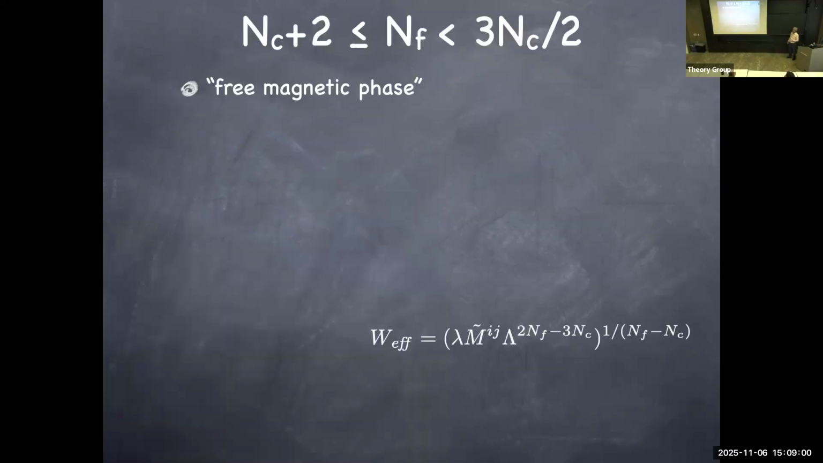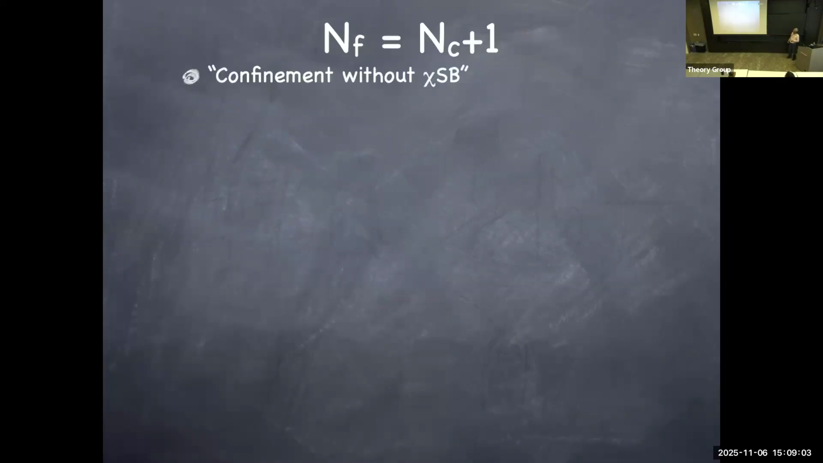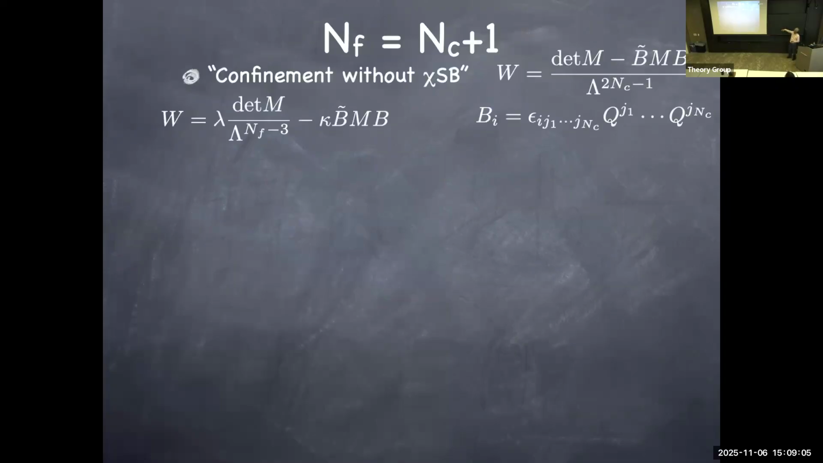Excuse me? Yes. So you skipped the deformed moduli case. What happened with the baryon branch? Yeah, I can come back. Okay. Thanks.